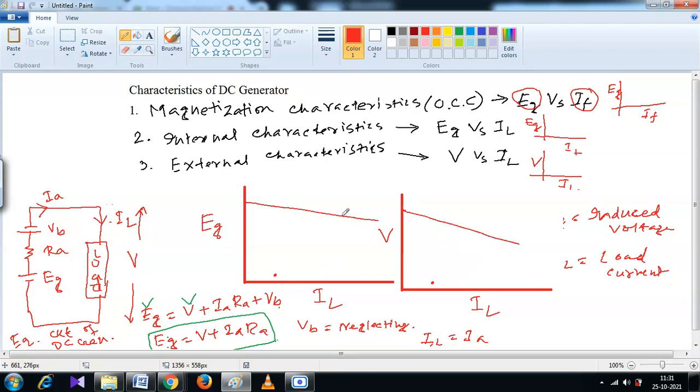Suppose we consider that point. We can easily see that the value of EG is greater than V, because we know that the equation is EG is equal to V plus IA RA. Deepak, now I hope it is clear to you. Yes, sir.